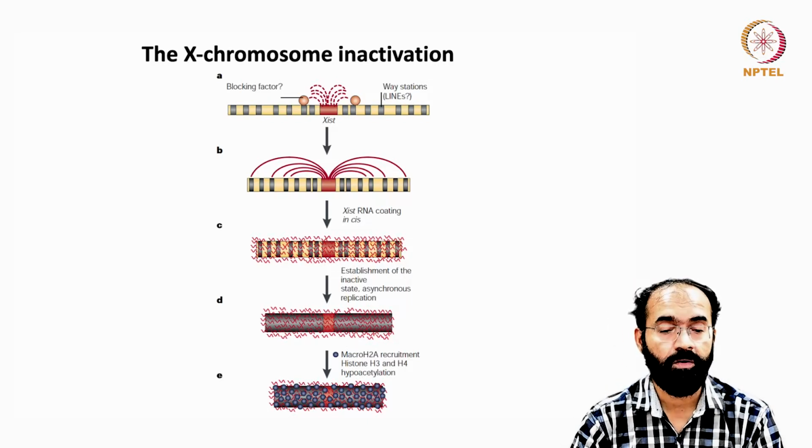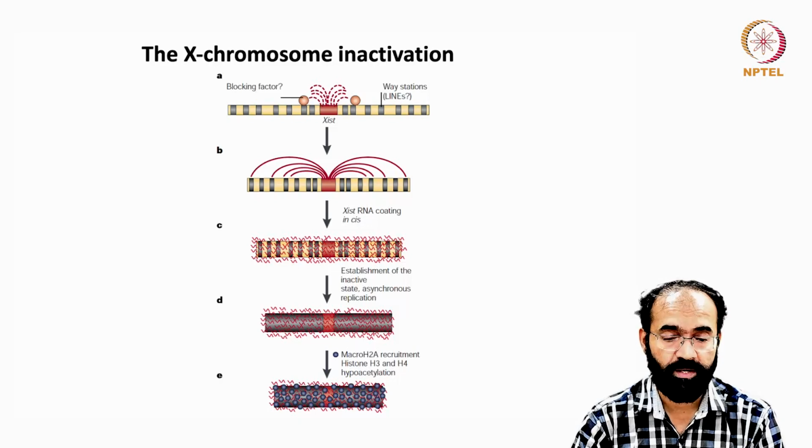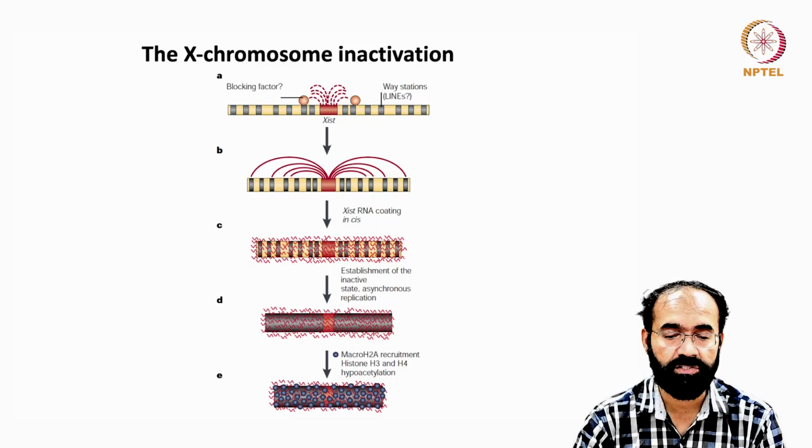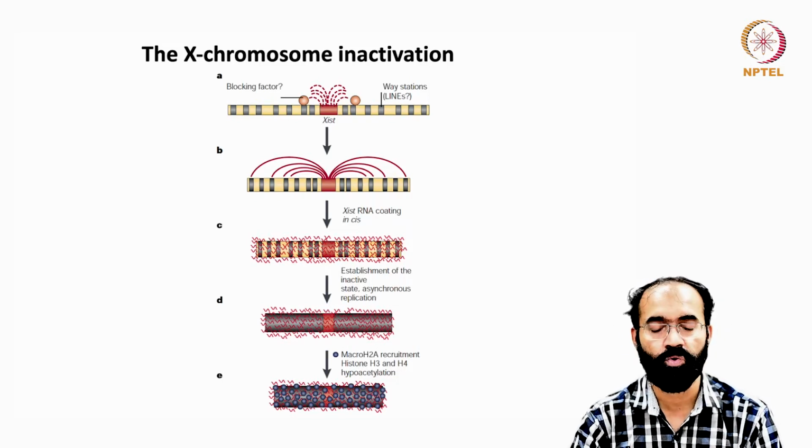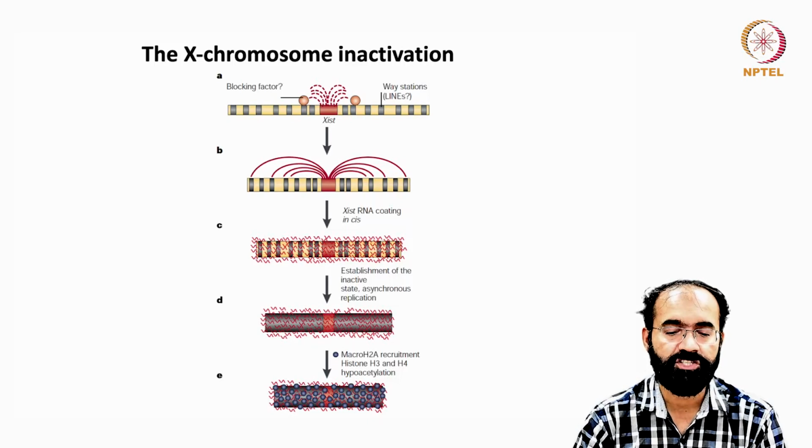So let us see how Xist causes the inactivation of the X chromosome. The Xist is expressed from the X inactivation center, and it spreads from the nucleation point, it causes condensation, brings these LINE elements closer, and Xist RNA coats the entire chromosome, and it brings a establishment of an inactive state, and it also finally recruits macroH2A, a specific type of histone, and it seals or finalizes the compaction.